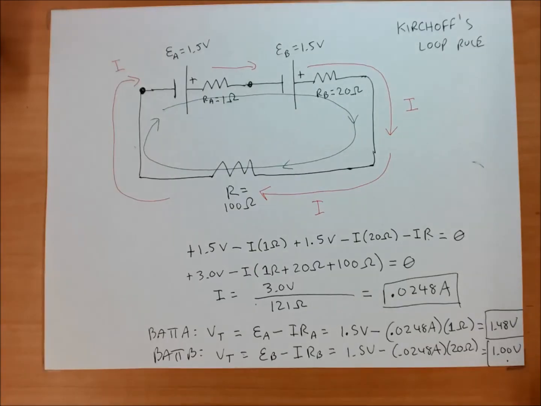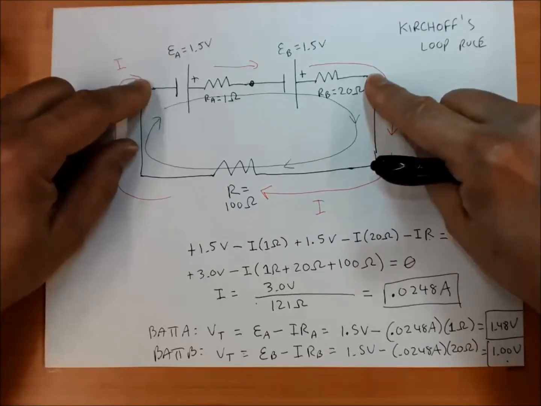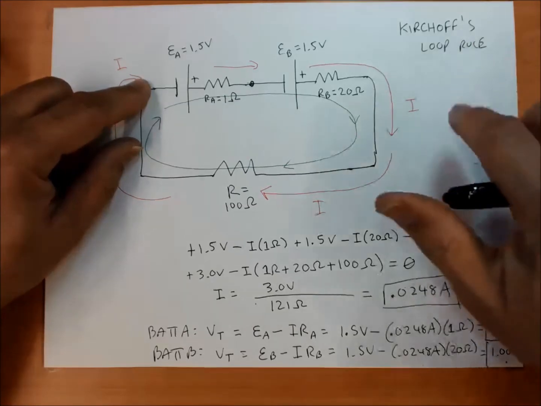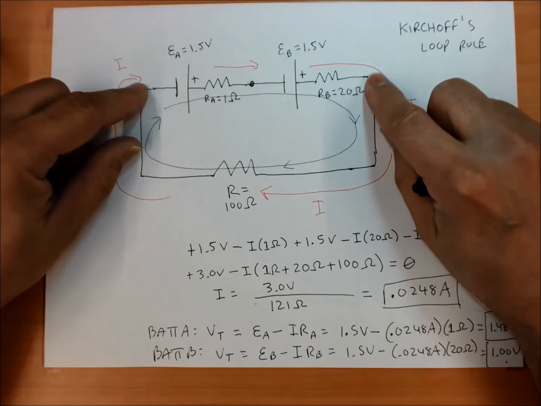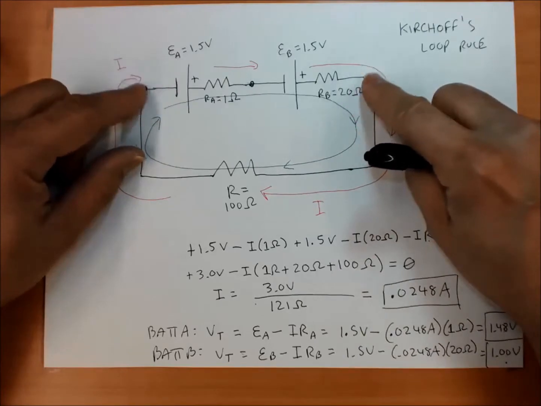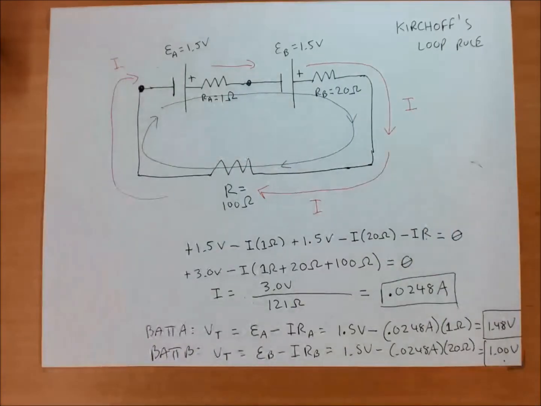Another thing I'd like to point out is that if I were to measure the voltage across the entire battery pack in this example, it would be 1.48 plus 1 volt, which would be 2.48 volts. So actually a full half a volt less than what I might expect if I naively expected the voltage across both batteries in series to be 1.5 plus 1.5 or 3 volts. Because this battery is old, its internal resistance is fairly high, and that causes a pretty decent drop of terminal voltage across the battery pack of two batteries when I put it in a circuit.